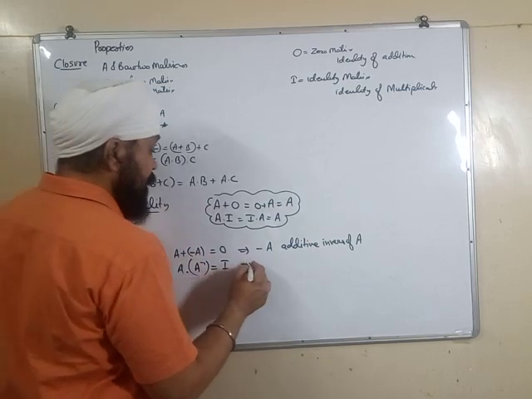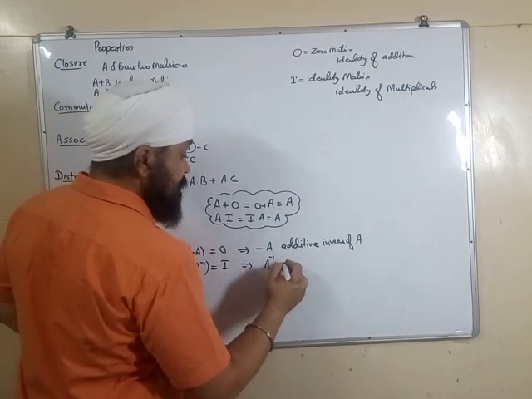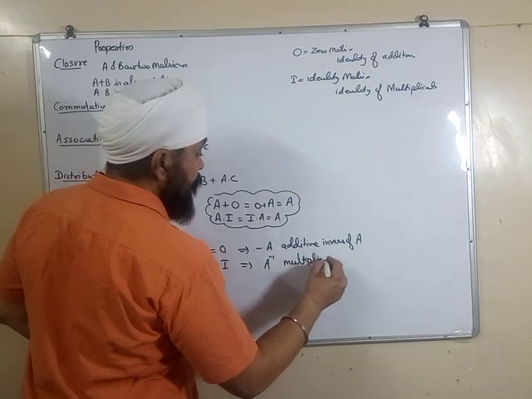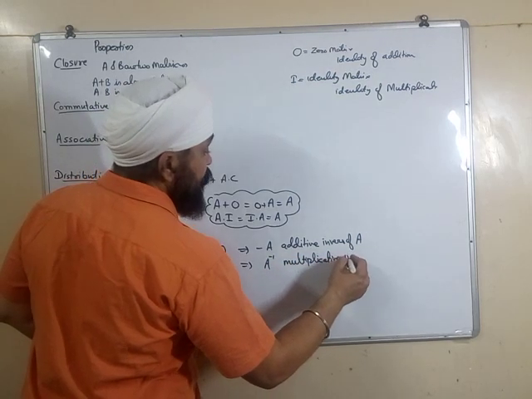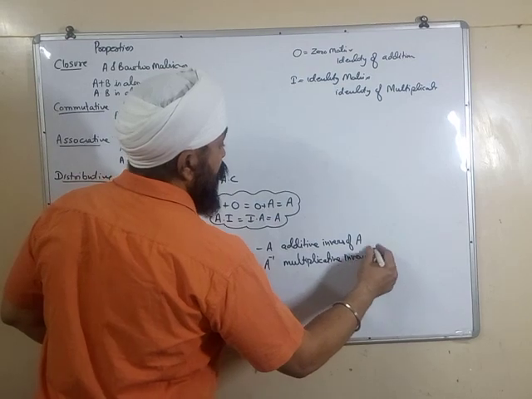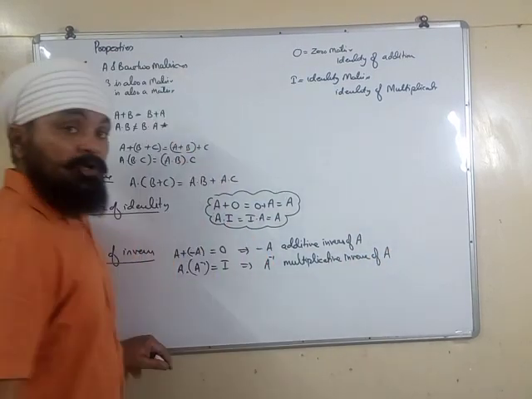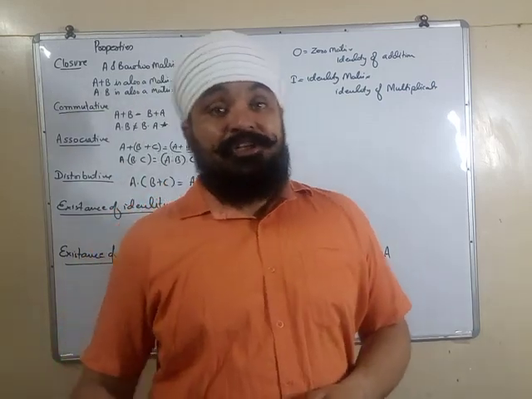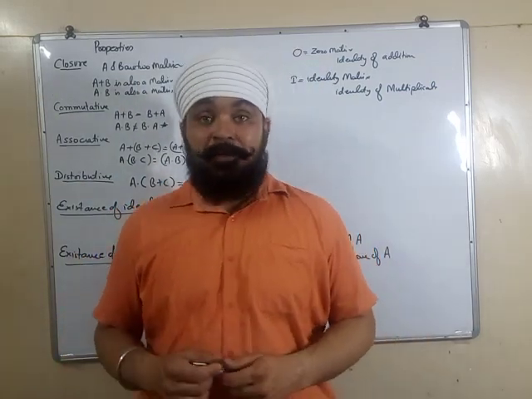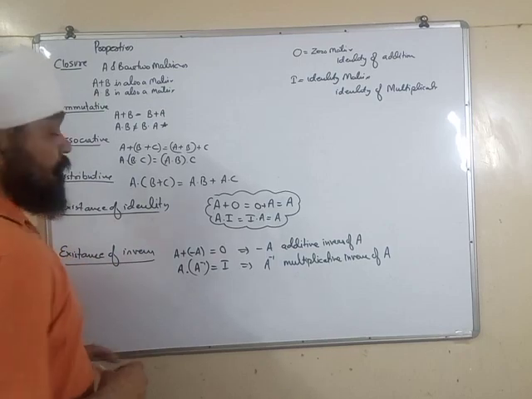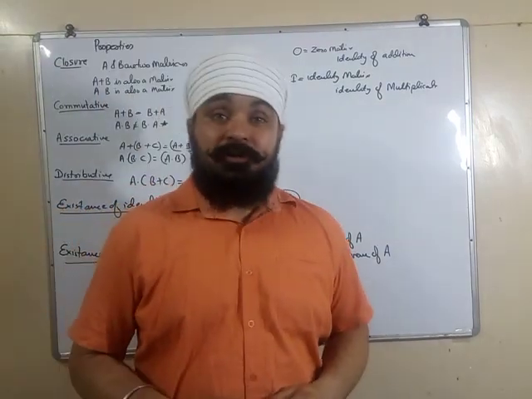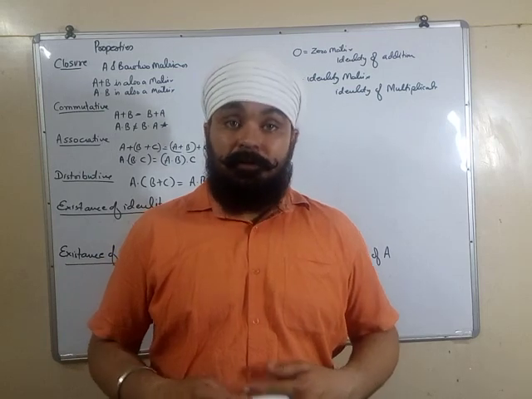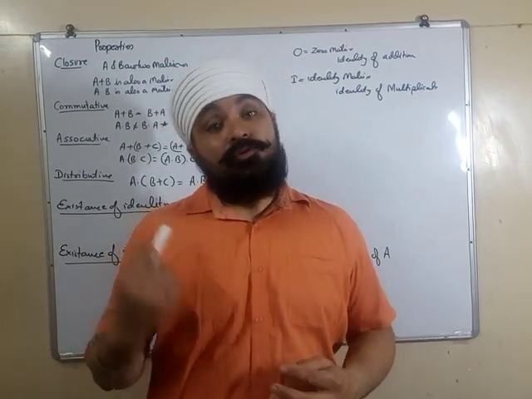So we will write here A to the power minus 1 is multiplicative inverse of A. So these are few properties of addition and matrix multiplication where it is covering all the postulates of algebra that you know very well. So we'll be going to take few questions later on in this class to verify these properties.